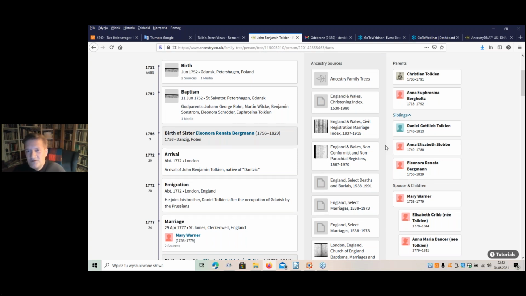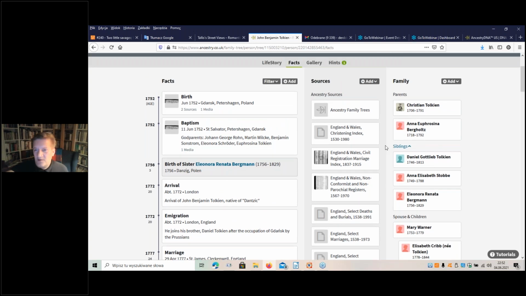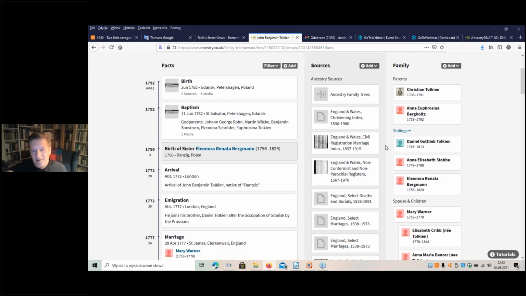next generation in Gdańsk, who lived in the same place, in the same small house in Petershagen, which I also discovered. I know where this house stood and how it looked. If you are able, I can show you a Lego reconstruction of this house. And this is Christian Tolkien, the father of the Tolkien family.